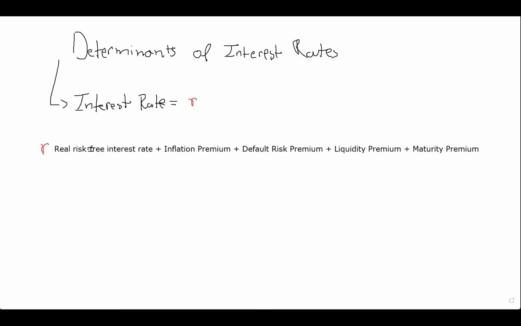Now, the default risk premium compensates the investors for the possibility that the borrower will fail to make a promised payment at the contracted time and in the contract amount, all right? Now, in this case, the investor that I'm talking about here is the person that put up the money for someone to borrow.